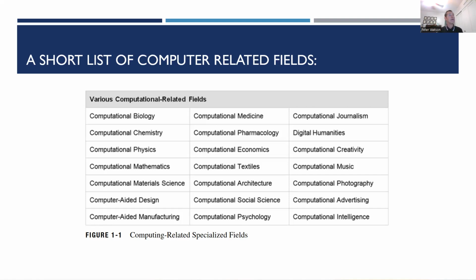Computational chemistry, physics, mathematics, computer-aided design is here. Computer-aided manufacturing. We've all seen, well, most of us have seen pictures of factories where they have the robotic arm and it's either spray painting a car or it's putting something together. Those robotic arms are programmed by a piece of software that tells it what to do and when.